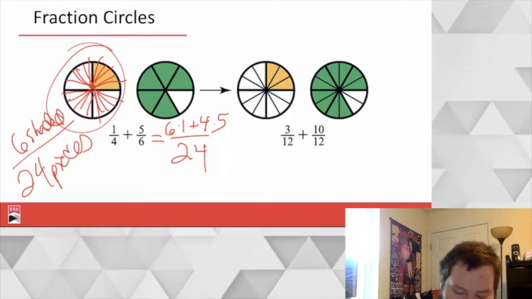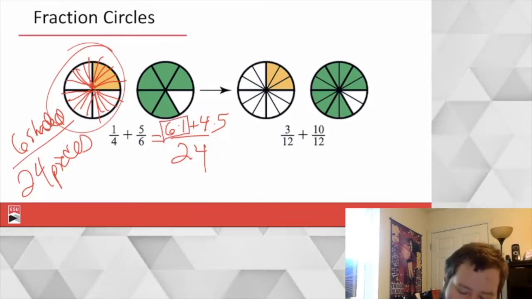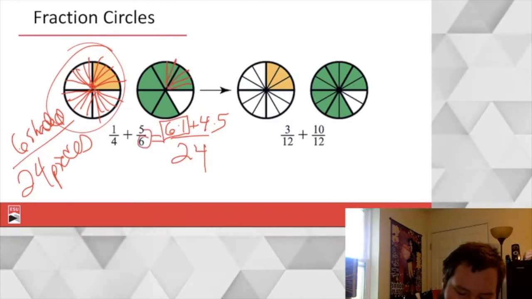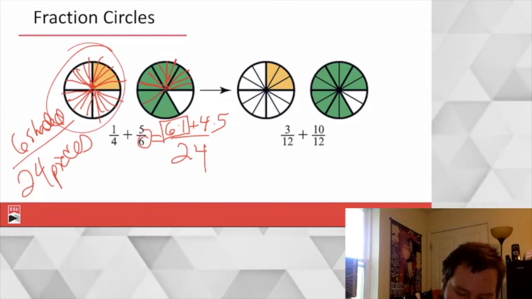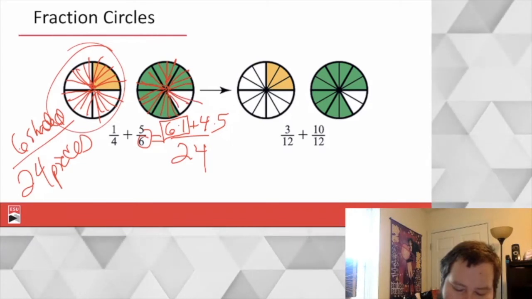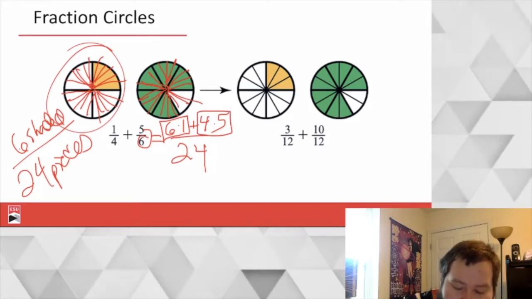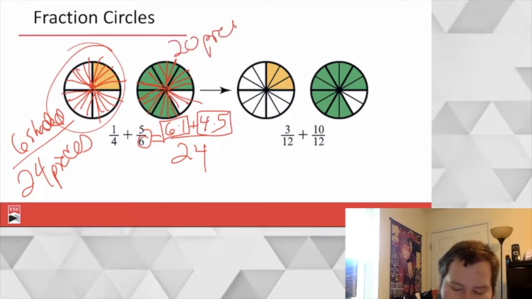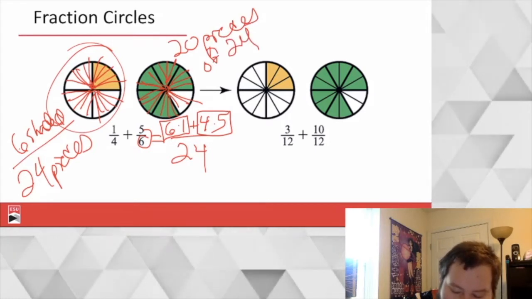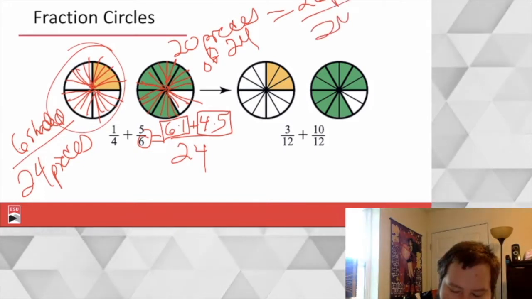That's 6 times 1. And then here, since we already have a 6, we have to split each into 4. And now we have 1, 2, 3, 4, 5 with 4 in them. That's 4 times 5. That's our 20. 20 pieces of 24. And so that gives us 26 pieces out of 24 total.